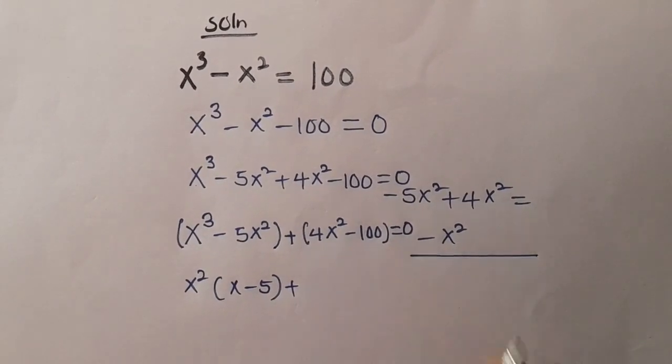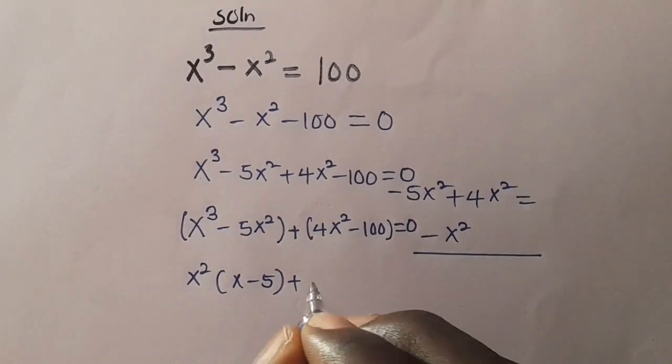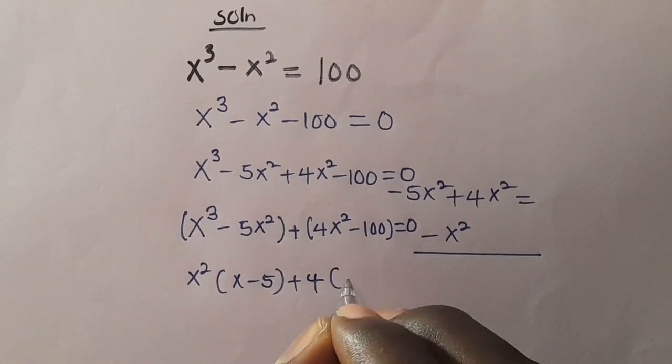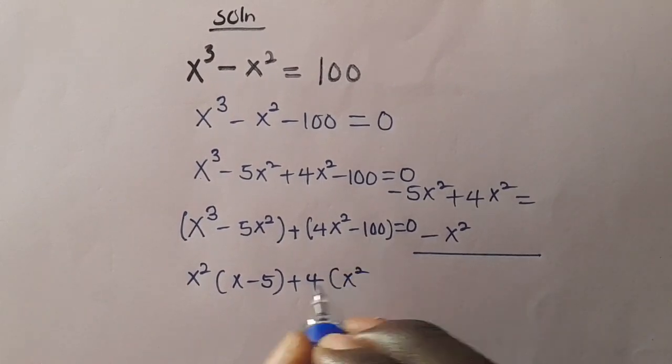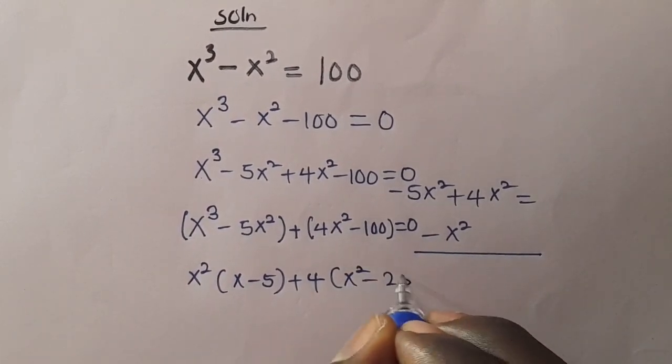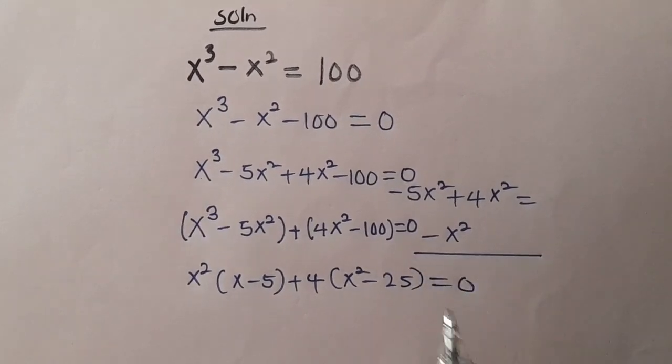likewise, we have 4 in common here. We can factor it out to be 4, then into x squared. 100 divided by 4, we have it to be 25. Then we have everything equal to 0.